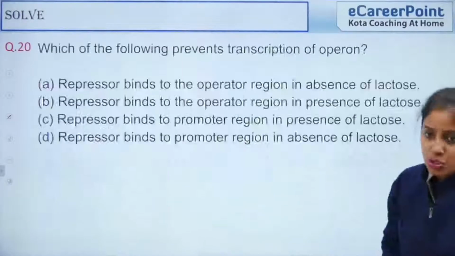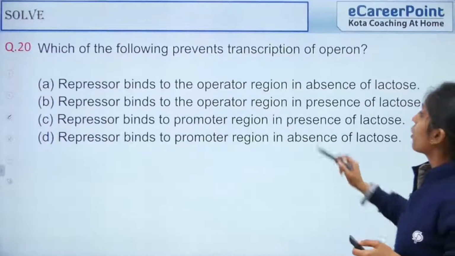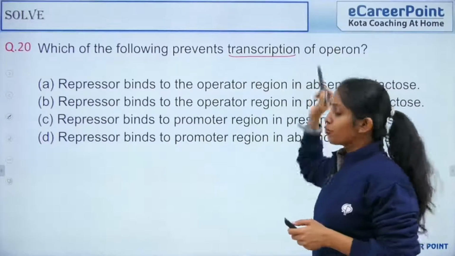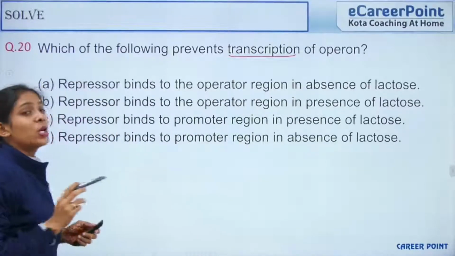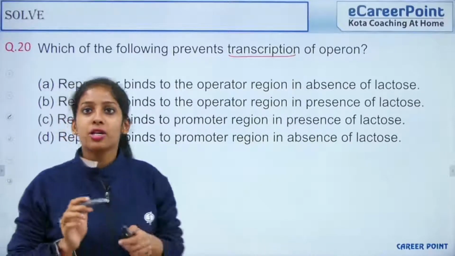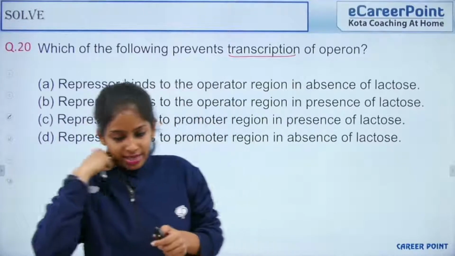So question number 20. Which of the following prevents transcription of an operon? Where does transcription of an operon come? In your lac operon, which is from the chapter Molecular Basis of Inheritance, right?